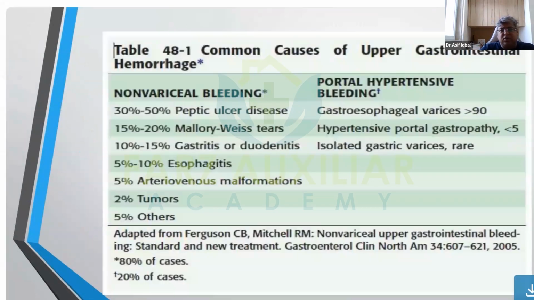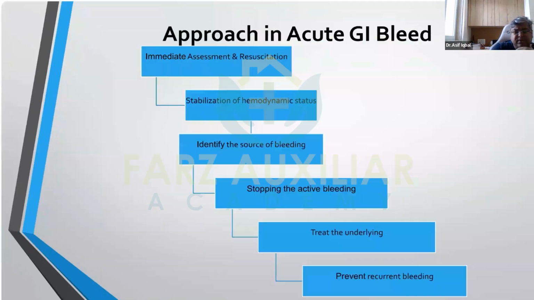Coming to the common causes of upper GI bleed: among non-variceal causes, 30 to 50% is peptic ulcer disease, and 15 to 20% is Mallory-Weiss tear, along with gastritis, duodenal and esophageal causes, vascular malformations, and so on. Variceal bleeding is 90% gastroesophageal varices, and hypertensive portal gastropathy is less than 5%. So the approach to upper GI bleed is immediate assessment and resuscitation, stabilizing the patient hemodynamically.